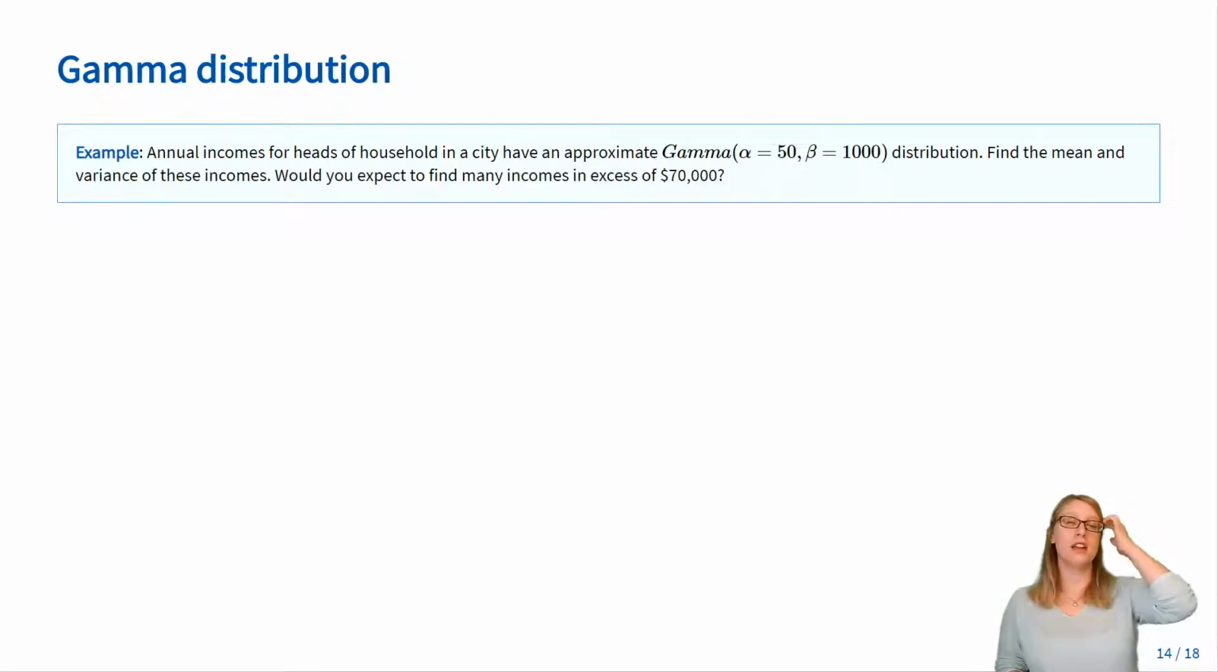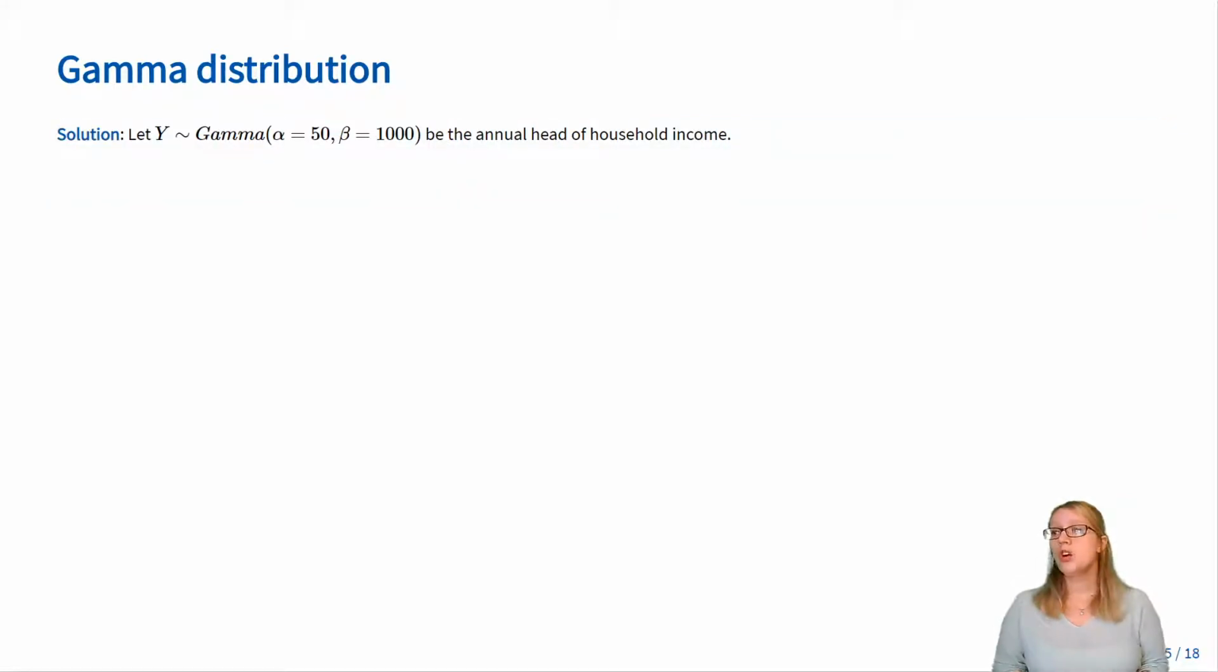Let's take a look at another example. Annual incomes for heads of household in some city have an approximate gamma distribution with alpha equal 50, beta equal 1,000. Let's find the mean and variance of income. Would we expect to find many incomes in this city over $70,000? So will that Y be a gamma distribution?